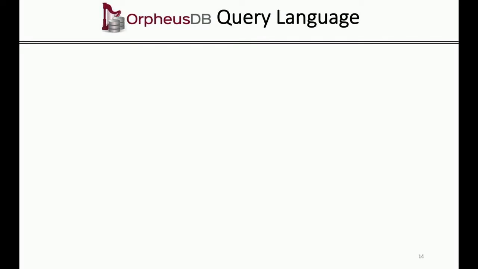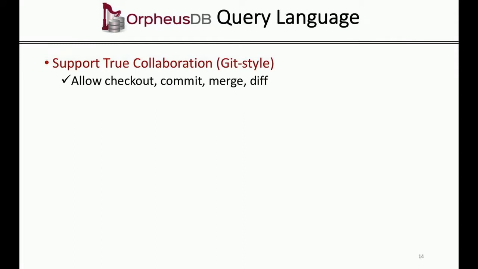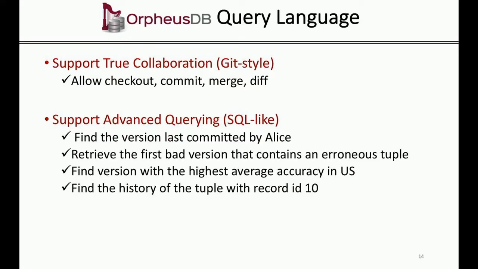So first, let's dive a bit into the query language inside OrpheusDB. First, we can support true collaboration via Git-style commands. So we allow checkout, commit, merge, and diff. Also, we can support advanced querying capabilities to help data scientists reason about different versions. Here I simply list some of the useful queries that can be asked. For example, the user can ask, can we find the version that was last committed by Alice? Also, can we retrieve the first bad version that contains some erroneous tuple?